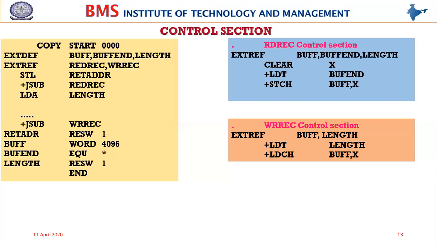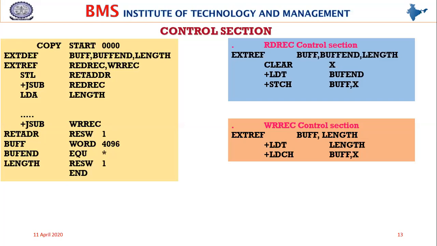Meaning to say we are switching our control to that particular control section, which is written in a separate source file. And similarly, in the read record control section, we are telling it to load the T register with the buffer end and store to the accumulator at buffer comma X. The buffer end and buffer are both not defined in the read record, but are defined in the main control section or default control section. In a similar fashion, we have write record, which is using length as well as buffer, which are also defined in the default control section but are being used in the write record control section.